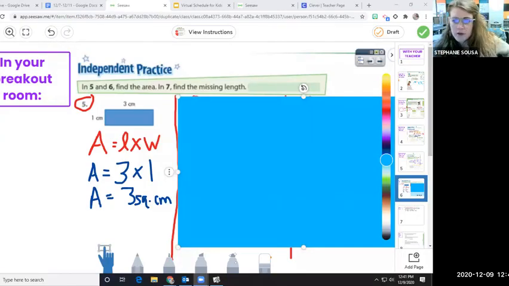Alrighty, welcome back from your breakout rooms. You should have completed all or most of slide 6. Some of you shared you needed more time, and I will note that as I prepare for breakout rooms next time. You were asked to find the area of rectangle 5. This is area equals length times width. The length is the longest side, so it is 3 times 1. That gives you an area of 3 square centimeters, or 3 centimeters squared.